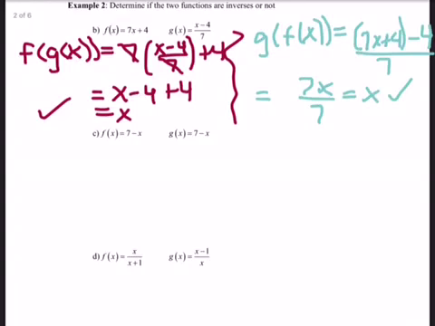Now I'd like to kind of skip over C. I'm going to have you go back and do that one. I want to look at the algebra required for D because it's pretty challenging.